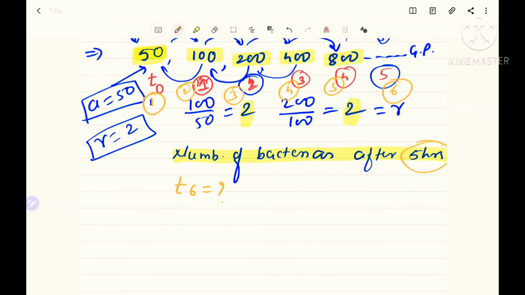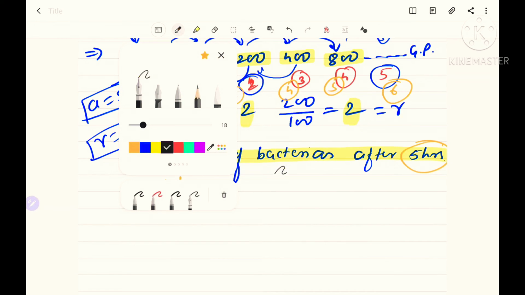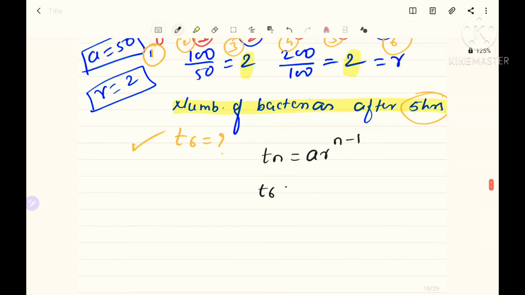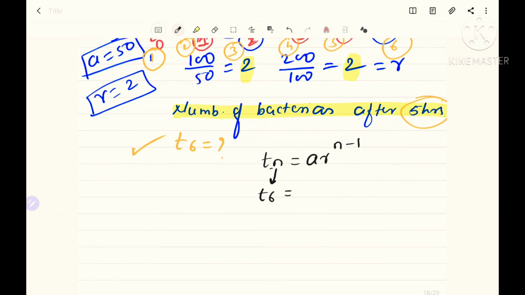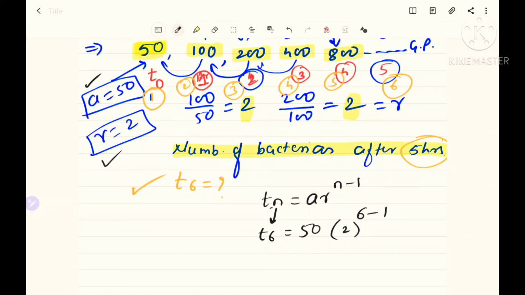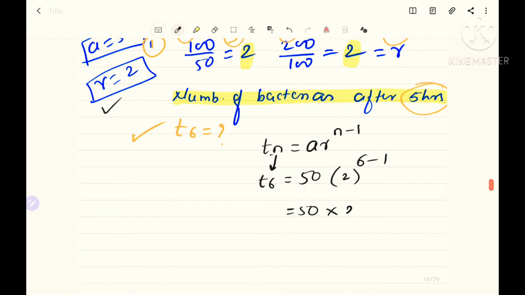This 5 will confuse you in this particular problem, but don't get confused. Apply your own common sense, and the requirement of the problem is the 6th term of that sequence. Let's write a formula for Tn. The nth term of a geometric progression is A R raised to n minus 1. Since we want the 6th term, n is 6, A is 50, R is 2, so n minus 1 is 6 minus 1. So it's 50 times 2 raised to 5. You know that 2 raised to 5 is 32. Do your maths and find your final answer.